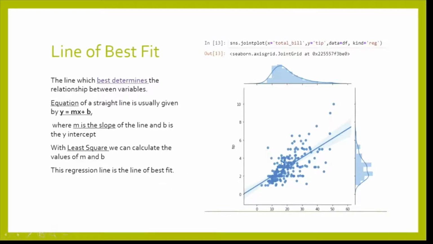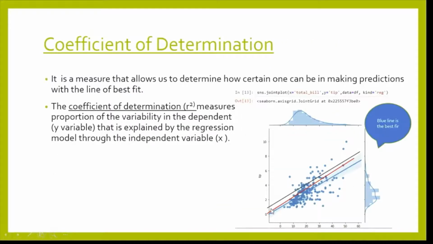Now, why this line? The next question is, why only this line? Why can't my line be this red one? Why can't my line be this blue one? This black one? Why is this blue line the best fit?